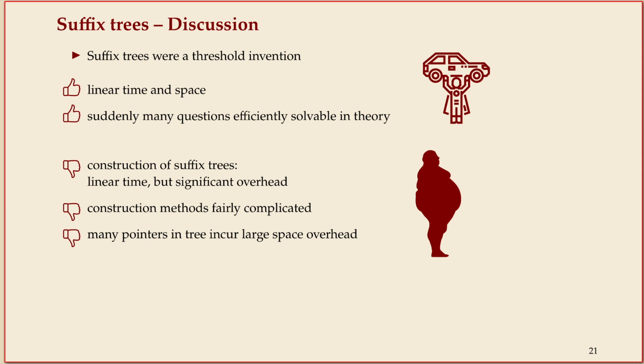From a practical perspective, there's still a few things that are kind of leaving wishes open. The original algorithms for constructing suffix trees, while they were linear time in theory, they were still relatively slow and also complicated to implement and to explain. And the suffix tree itself, because it's this tree with potentially many children and so on, it's a little less obvious how to represent it space efficiently. Think about it that way.